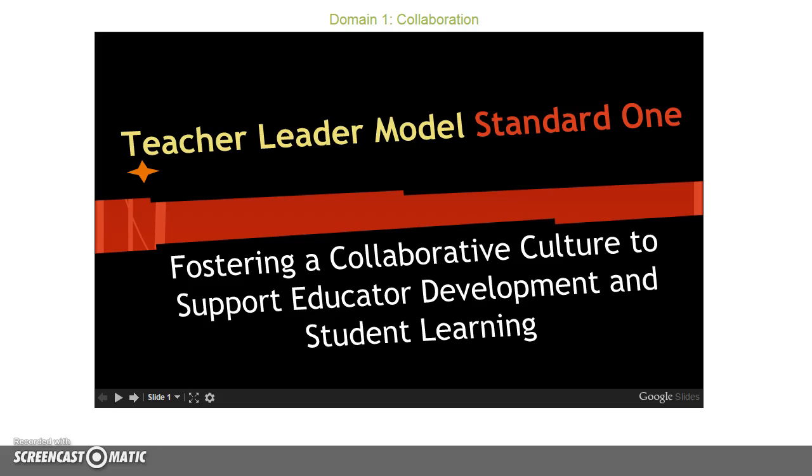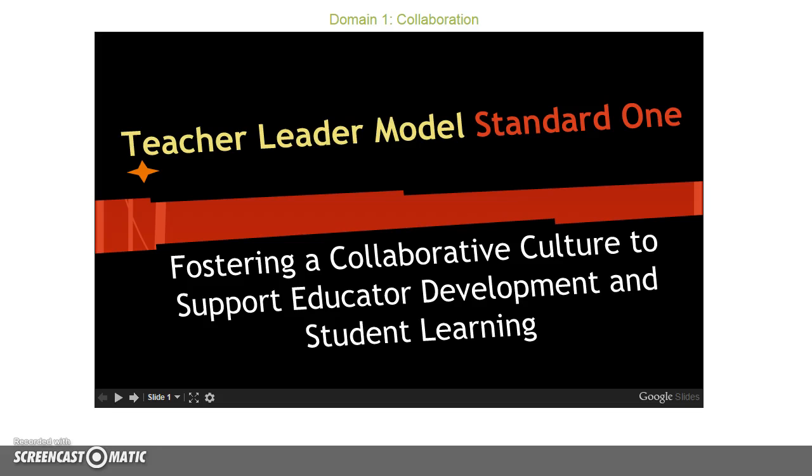Standard 1 is all about fostering a collaborative culture. In my preparations for this presentation, I read through the entire document of the Teacher Leader Model Standards and found the word, or forms of the word, collaborate 12 times in the document. Every standard, 1 through 7, uses the word collaborate at least once to describe the functions of that particular standard.